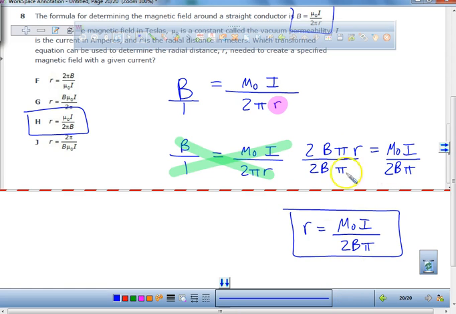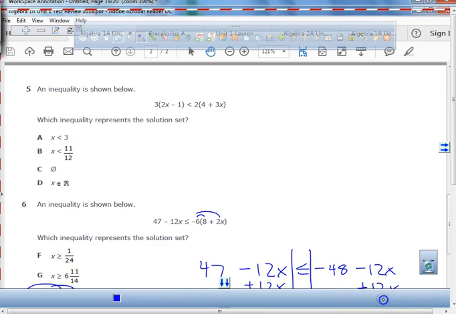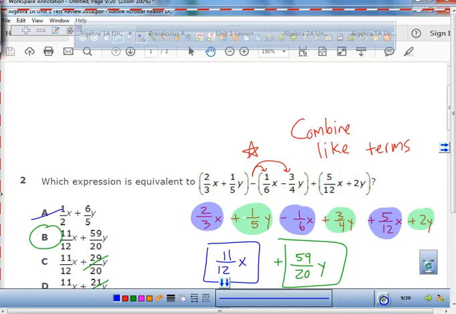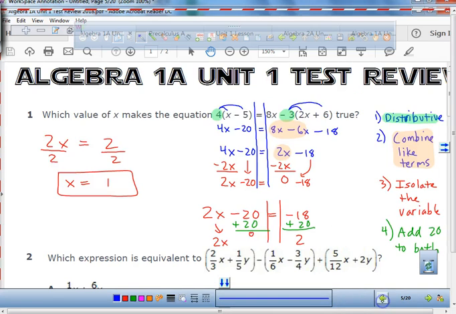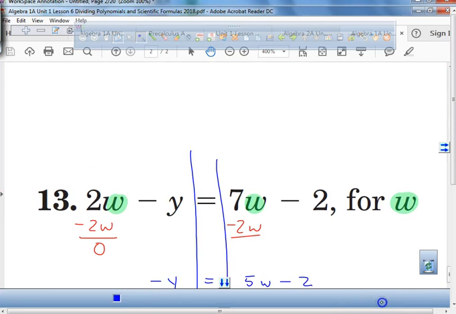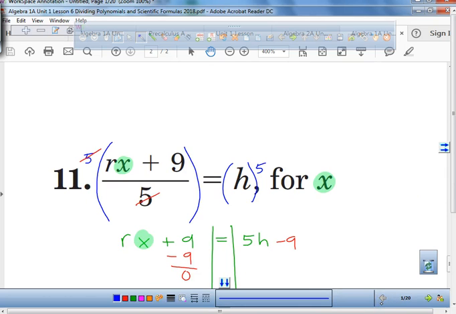By the way, what's this problem like though? This problem is like what problem? All the problems we did today at the very beginning of class. All these 14, 13, 11, solving for a specific variable. That's what that problem is like.